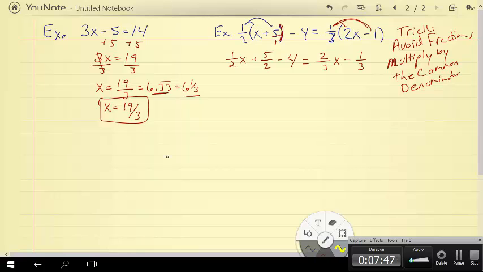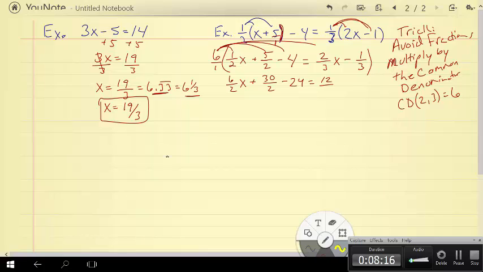And if we look here, the denominators are 2 and 3, and the common denominator of 2 and 3 is 6. So we're going to multiply everything in here by 6. And then we're going to just do the multiplication with fractions. 6 times 1/2 is 6/2. 6 times 5/2, well, that's 6 times 5 is 30 over 2. Because once again, remember, this is 6 over 1. We multiply straight across. 6 times negative 4 is negative 24. 6 times 2/3 is 12/3, and 6 times negative 1/3 is negative 6/3.